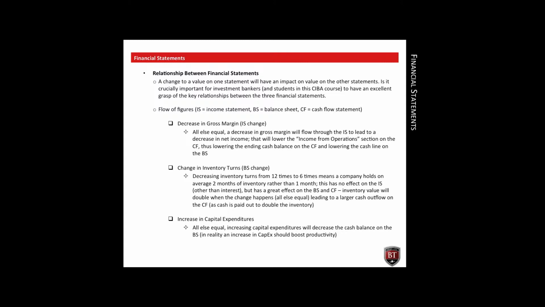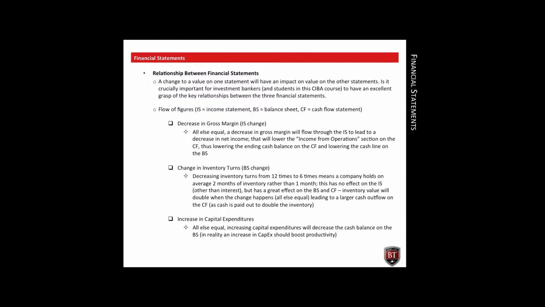I've just laid out 3 examples here, and in a second we're going to flip over to our Excel file with fictional data on Makeup Co. But let's talk through a couple right here. A decrease in the gross margin is a change that happens on the income statement. All else equal, a decrease in gross margin, also known as an increase in relative cost of goods, will flow through the income statement to lead to a decrease in net income. That lowered net income will lower the income from operations, usually the second line on the cash flow statement, thus lowering the ending cash balance on the cash flow, which then flows through to mean a lower cash balance on the balance sheet. And we'll see this in a second.